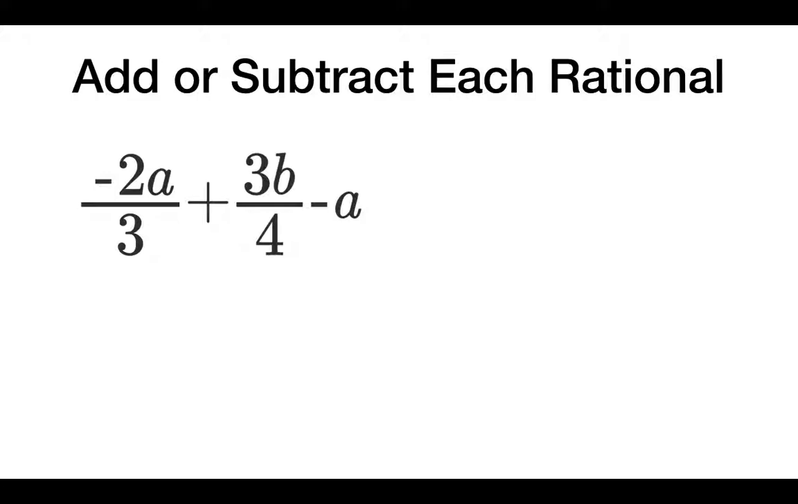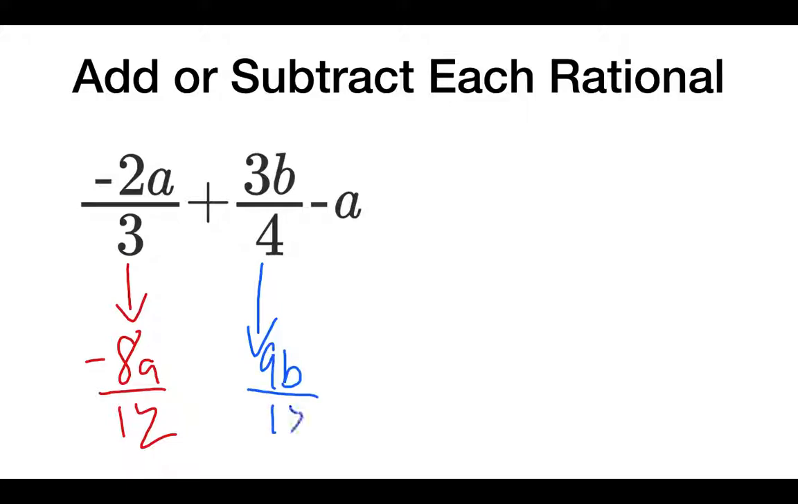So let's see. This is going to be times 4 on top and bottom, so negative 8a over 12. This is going to be times 3 on top and bottom, so 9b over 12. And finally, this is going to be times 12 on top and bottom, so minus 12a over 12.